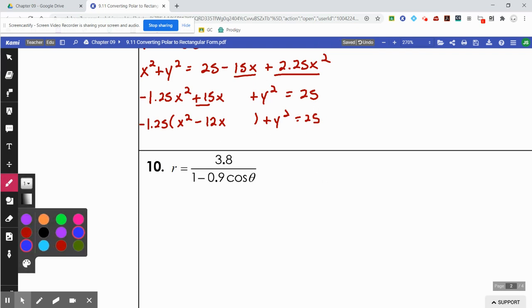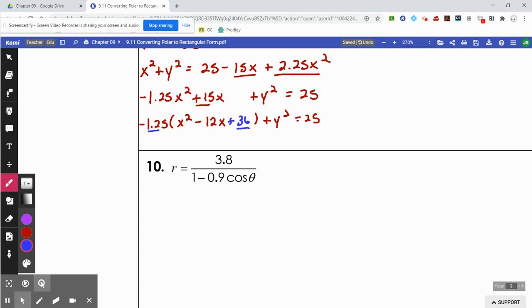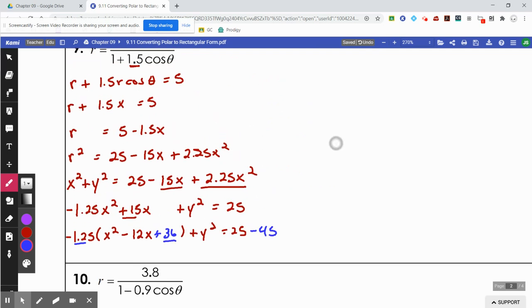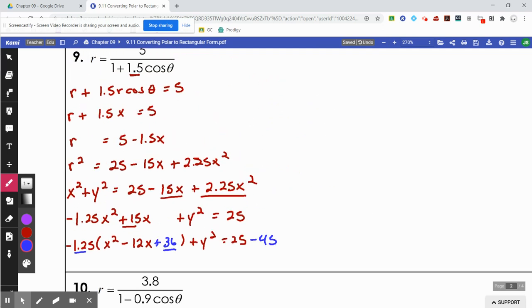Let's complete our square. Half it, square it, gives you 36. So on the other side, I'm going to add whatever you get when you multiply negative 1.25 times 36, which is a negative 45. So let's go ahead and factor now. I have negative 1.25 times, factor this, that's going to be (x minus 6) to the second power plus y squared is equal to a negative 20.